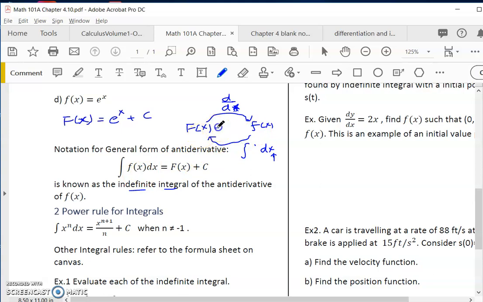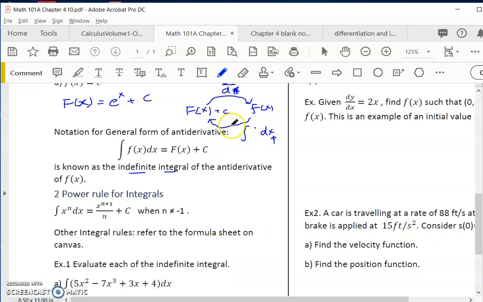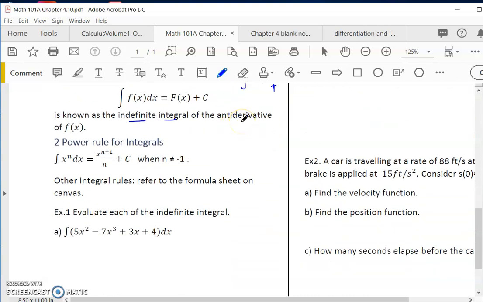Okay, because this is a plus c. Like that. Going derivative is d dx. Going back is integral, and it will provide the antiderivative of f of x.